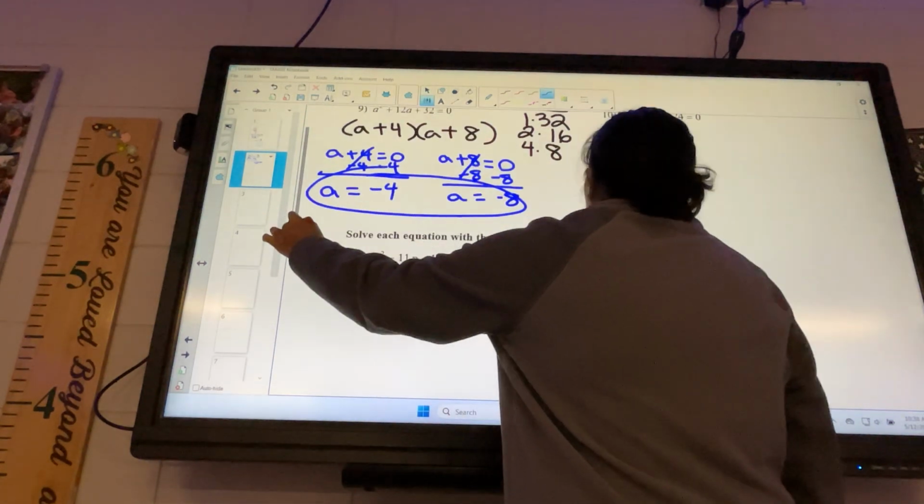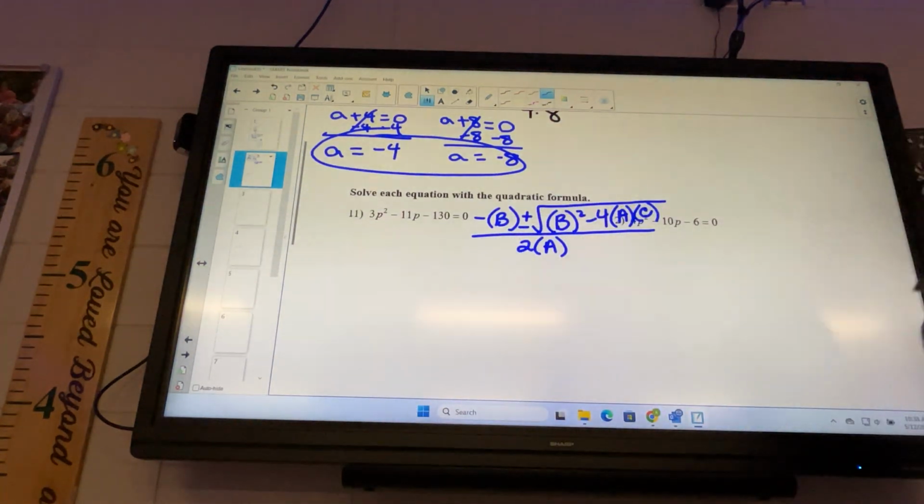Okay, number 11 and 12, you will need that formula. I wrote on some of the numbers, so sorry about that. But find somewhere, write it on your paper. You will need that one for the formula.